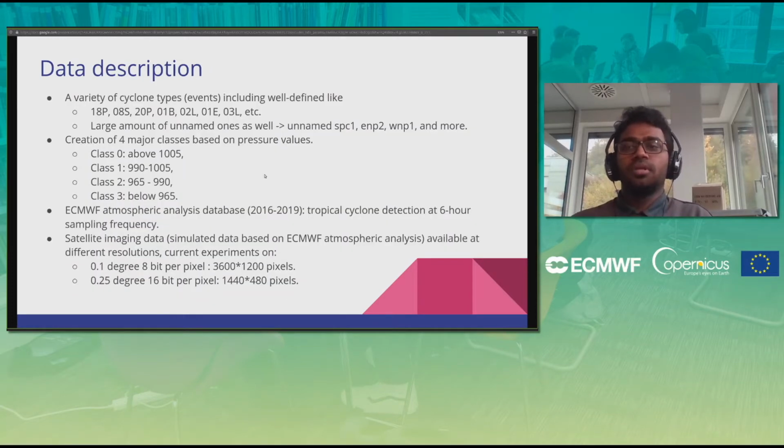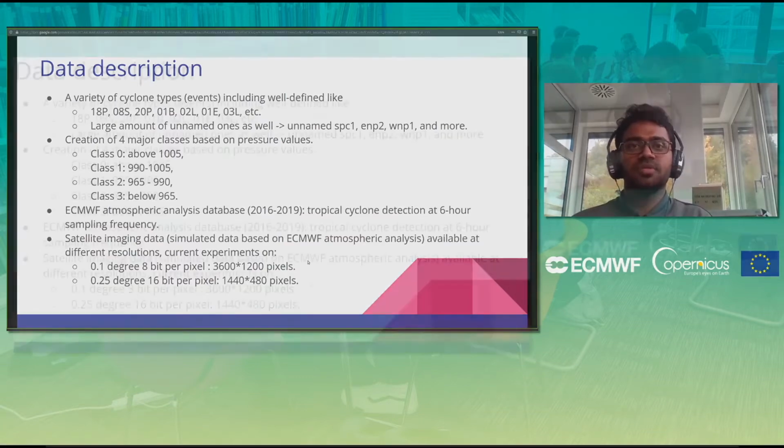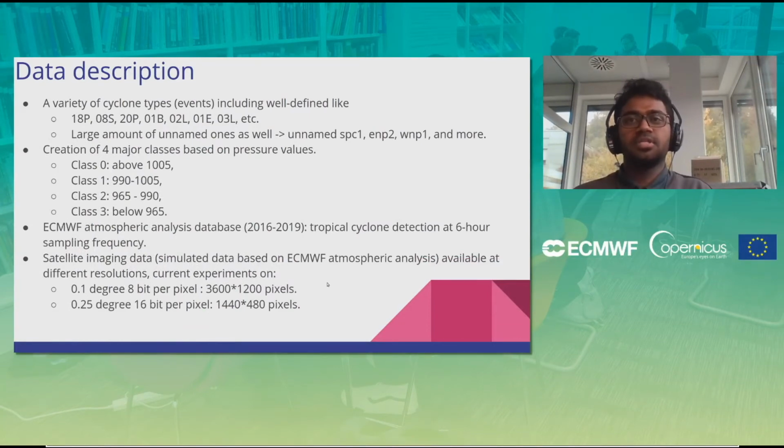The data that we have is from the ECMWF atmospheric analysis database, and it is obtained from the tropical cyclone detection at 6-hour sampling frequency. So we have 4 frames for a single day, and data from 4 years. The data is available at different resolutions. We mainly use 2 types: 0.1 degree at 8 bits per pixel, which gives us a resolution of 3600 by 1200, and 0.25 degree at 16 bits per pixel, which gives us a size of 1440 by 480.